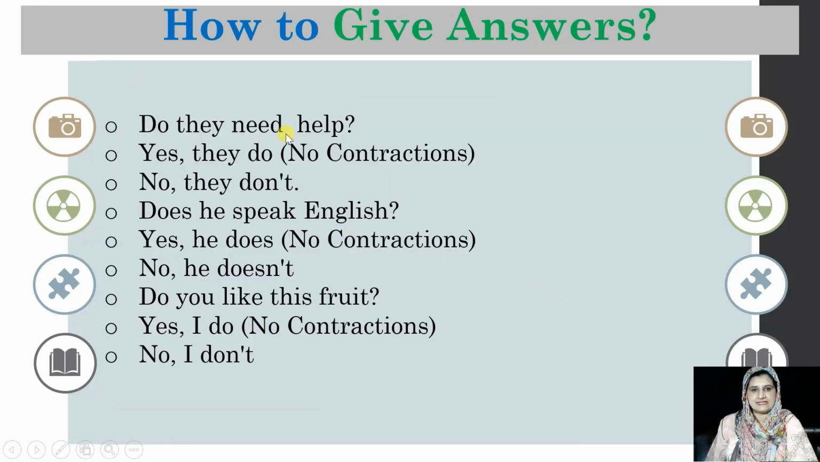Okay, in this part of the lecture, we'll see how to give the answer if any question is asked in simple present. For example, do they need help? Right? You will not just say yes. You should say yes, they do, where you don't need any contraction. Or you can say no, they don't. Next, does he speak English? So how would you answer it? Yes, he does. Or no, he doesn't. Do you like this fruit? Yes, I do. No, I don't.